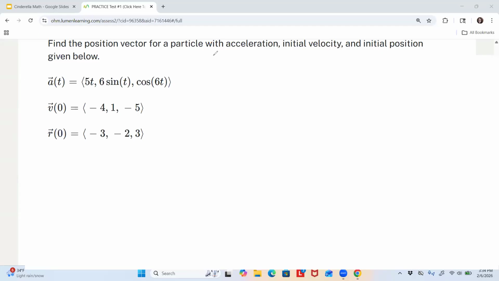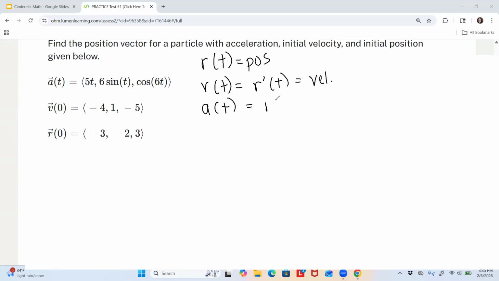Okay, so the r of t is the position, the v of t, which is r prime, is the velocity, and the a of t, which is r double prime, is the acceleration. That is what we've been given. So we need to work our way backward. We're going to be integrating here. So let's integrate, and you're going to do that separately, each component of that a vector.